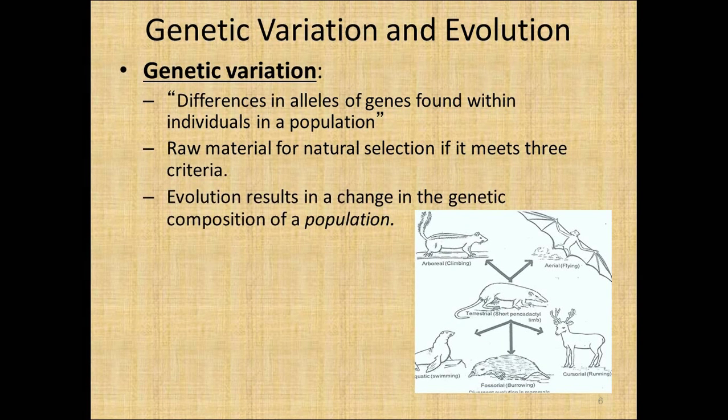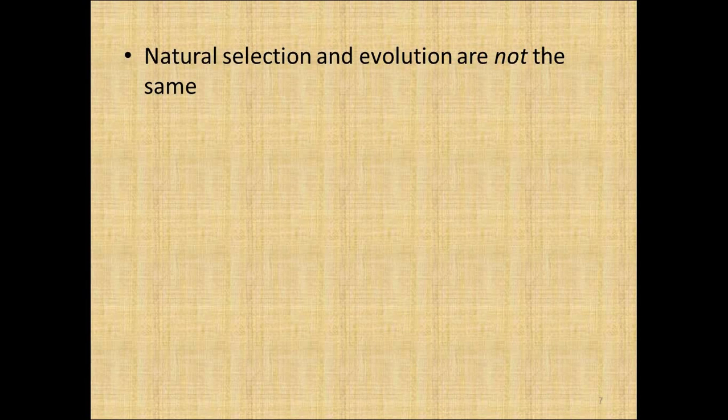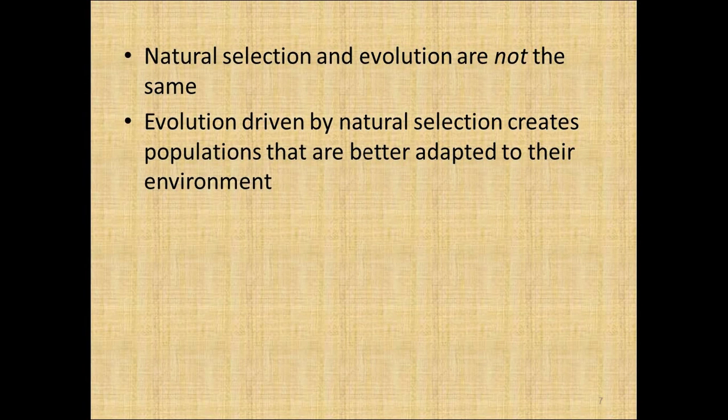Remember, evolution is the result of a change in the composition of a population. Individuals do not evolve. Natural selection and evolution are not the same thing. People get them confused. Natural selection is the process, evolution is the result. Evolution, driven by natural selection, is going to create a population that is better adapted or a better fit to the environment. That's what the whole process is about, is to create an individual, a population, that is the best fit possible for the physical environment.